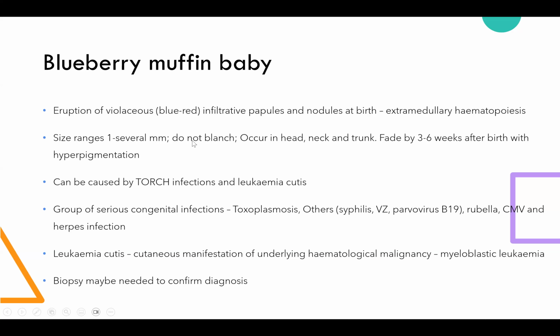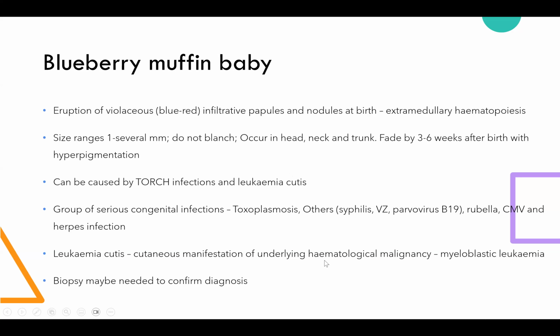They do not blanch on touch. They occur in the head, neck, and trunk region. Usually, it fades by 3 to 6 weeks of age. Blueberry muffin baby, as such, does not require any treatment. But the cause of this blueberry muffin baby should be worked out. It can be due to congenital TORCH infections like toxoplasmosis, syphilis, varicella zoster, parvovirus, rubella, or CMV, or it can be due to leukemia cutis.